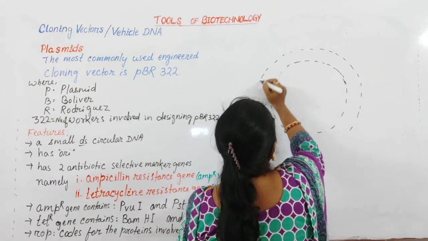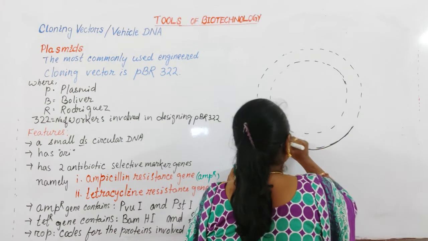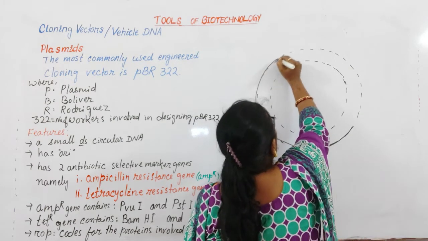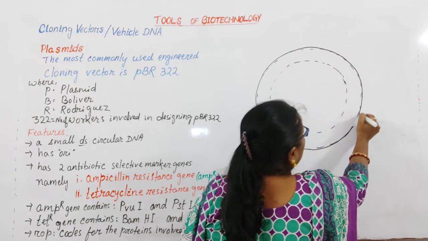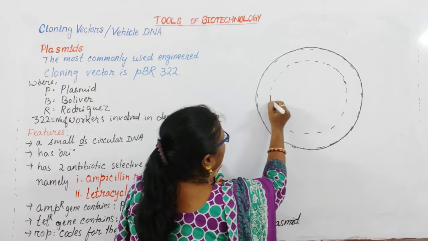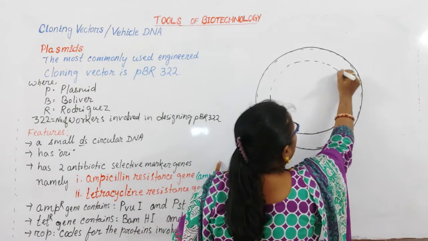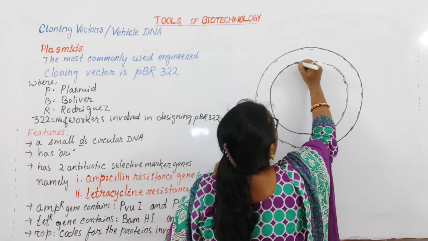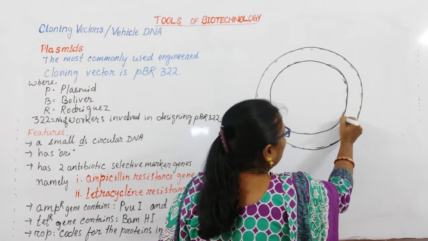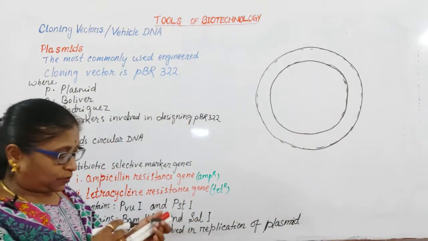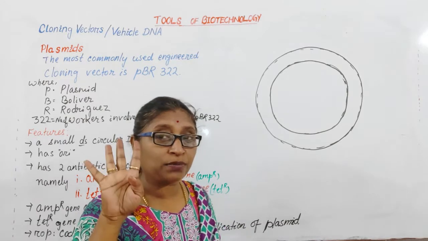I am showing the double-stranded circular DNA. Draw along with me. While I am drawing, you also draw, and you have to practice a few times, at least four times. Then only you can remember.